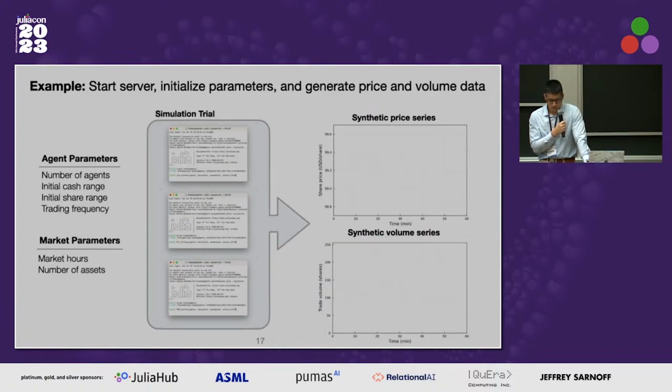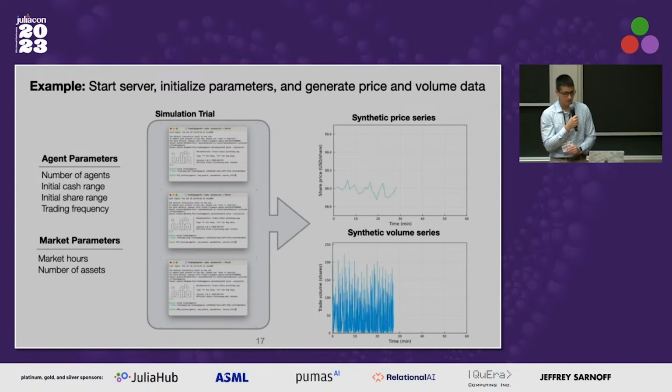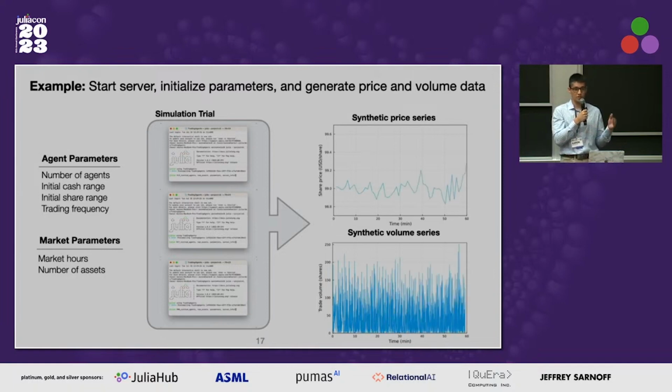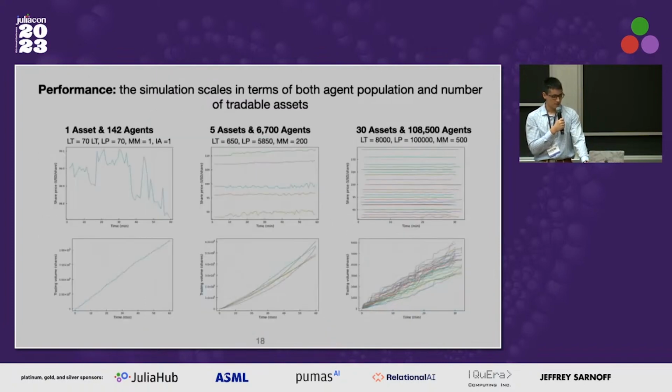So how this will work is, as an example, we'll spin up a server, initialize these agent parameters, and then generate this price and volume data. And then over time, we're going to notice these actions come together and generate these macroscopic properties at the aggregate. In line with wanting to make minimal assumptions on these initial agent behaviors, there are minimal parameters. We're going to look at the number of agents, instantiate their cash and inventory range. They'll be allotted something within here, once again randomly, and then they'll have a trading frequency. And then as for the market, we just set the market hours, number of assets, etc.